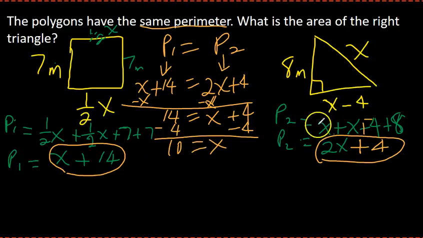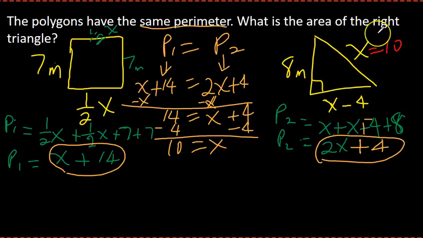We know what x is, because we need to find x before we can solve this problem. So x equals 10, so this side is 10. But we need to find the area of this right triangle. We are focusing on this one now. We need the base and the height to find the area of a triangle. So we need the base.